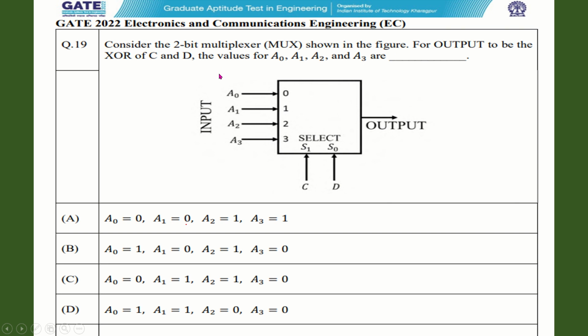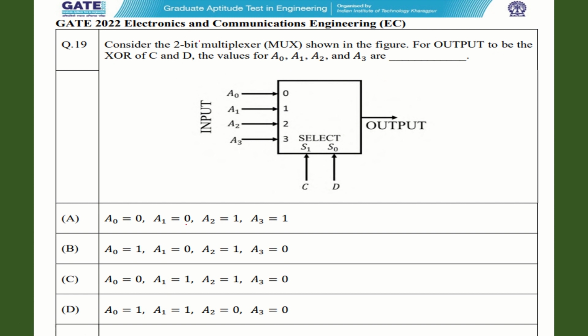Vanakkam, now we are going to solve a problem from GATE 2022 ECE question paper. Question number is 19 and the question is, consider the 2-bit multiplexer shown in the figure. For output to be the XOR of C and D, the values of A0, A1, A2 and A3 are. So we have to find out this.